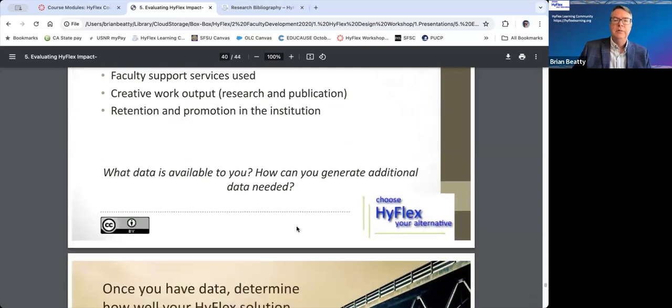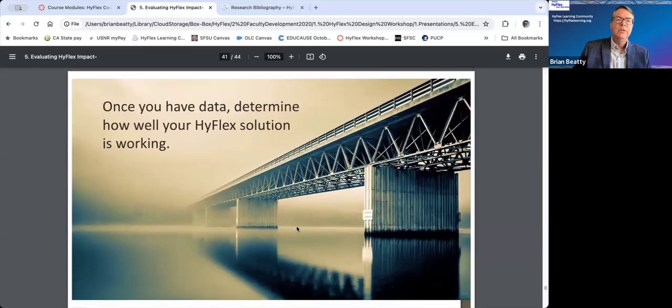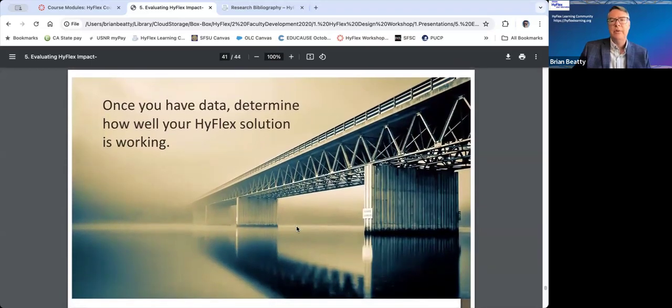So what's available to you? How will you generate additional data around the faculty? Once you have data, you can figure out how well your HyFlex solution is working.